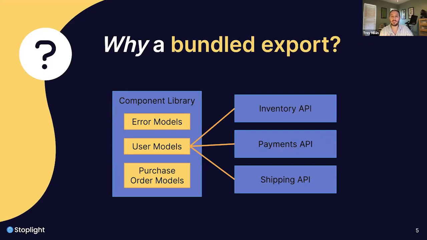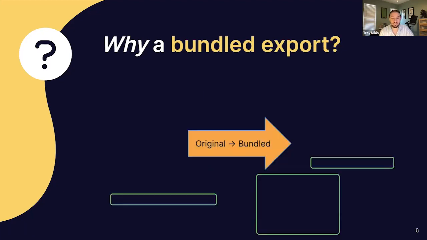So talking through that a little bit more, here's an example. At least in Stoplight, you would have something called a component library. That library may have a bunch of shared models that you'll want to use, things like your error envelopes, or maybe a user model that is going to get reused in multiple places. Or maybe something like a purchase order model, so on and so forth. There's lots of examples. Here, let's just think about a user model that is referenced and used by your inventory API, your payments, your shipping APIs, so on.